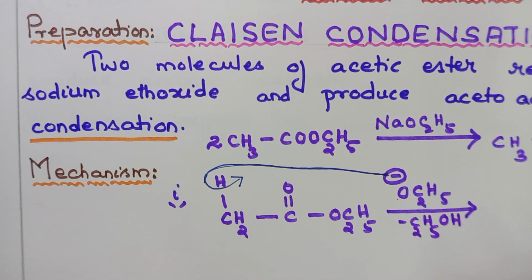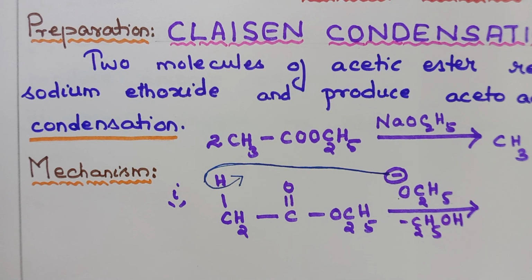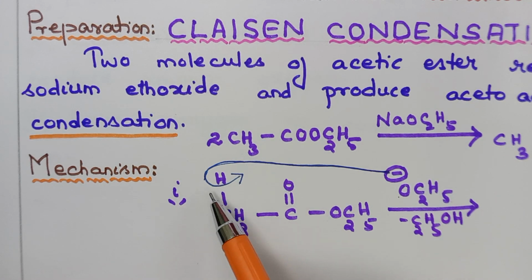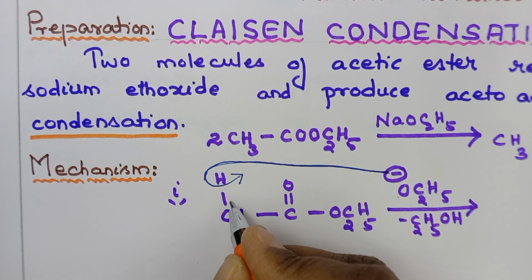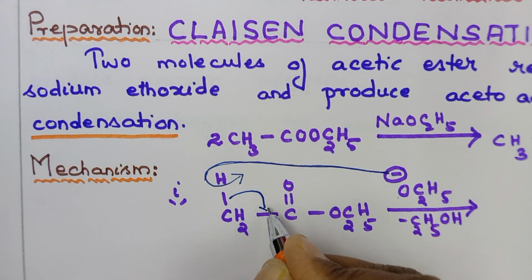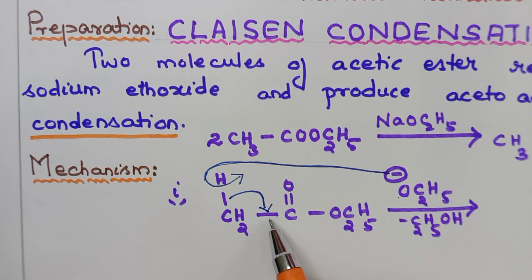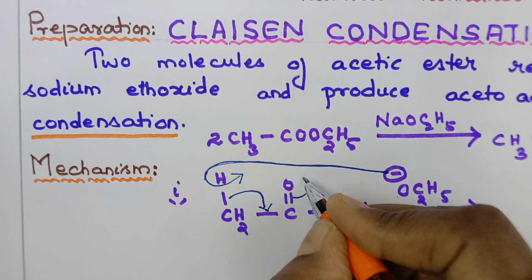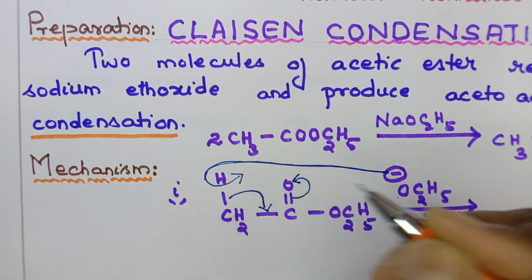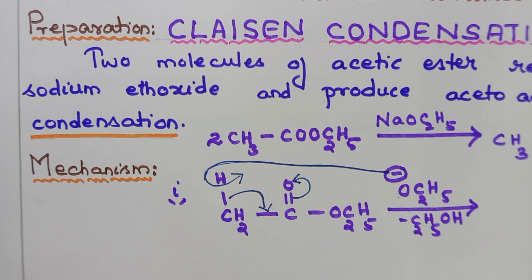C2H5OH. Clear? Okay. Next. So when this H is going out along with OC2H5 minus, this bond shifts in between these 2 carbons. That means a double bond is formed over here and this bond shifts to oxygen. So O becomes O minus. So how to write?